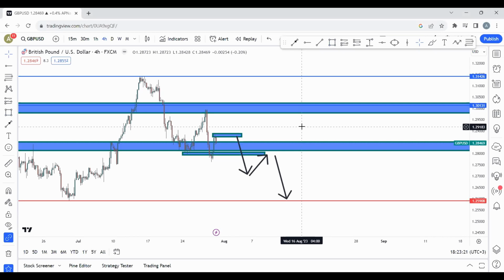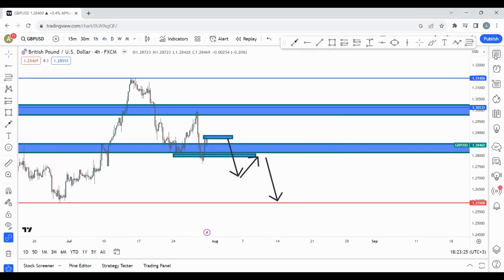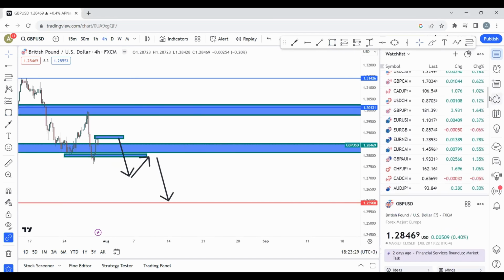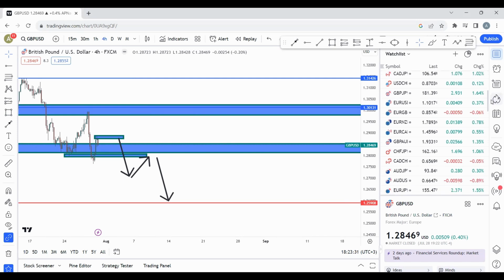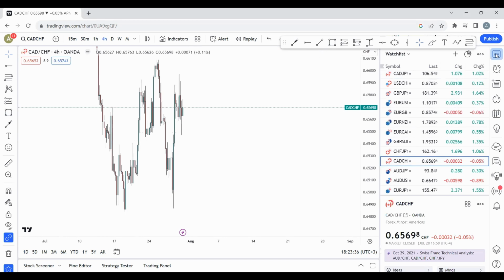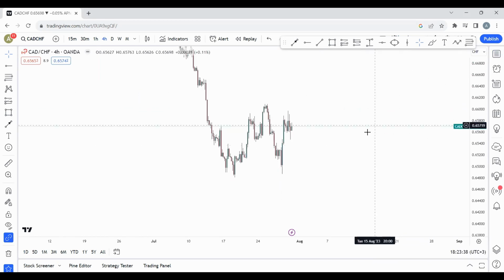Let's go further and repeat the same procedure for you to understand even better on another pair. Which pair should I choose? NASDAQ. I talked about NASDAQ. Let me do CAD. I love CAD pairs. So I'll do CADCHF. All right. So as usual, let's also do CADCHF.